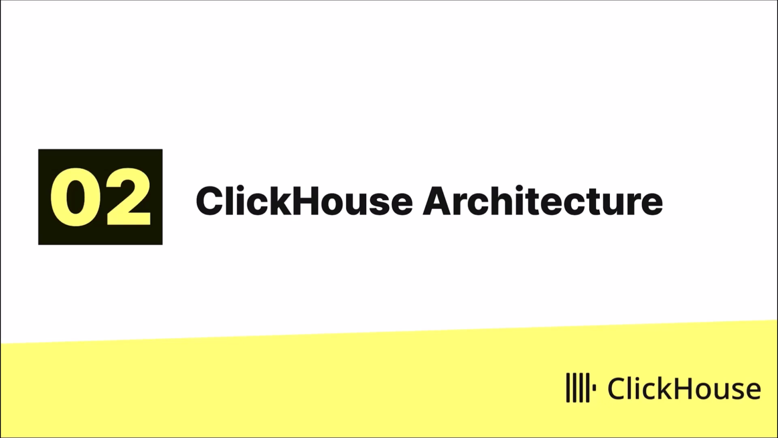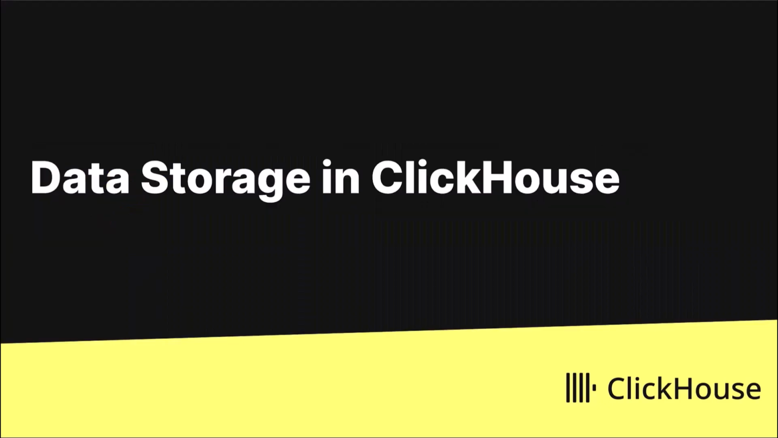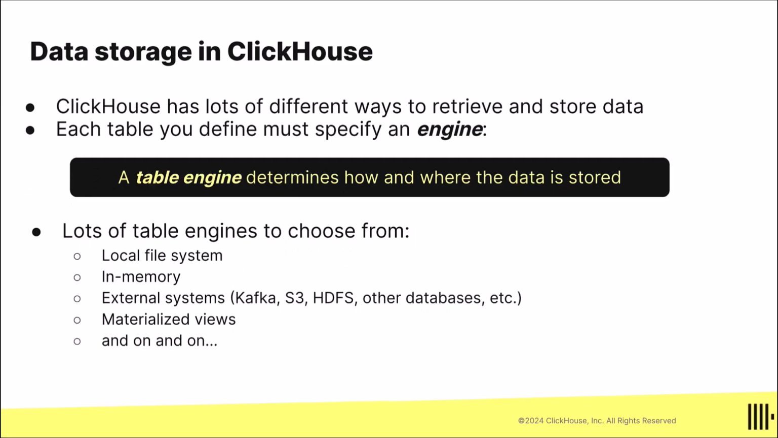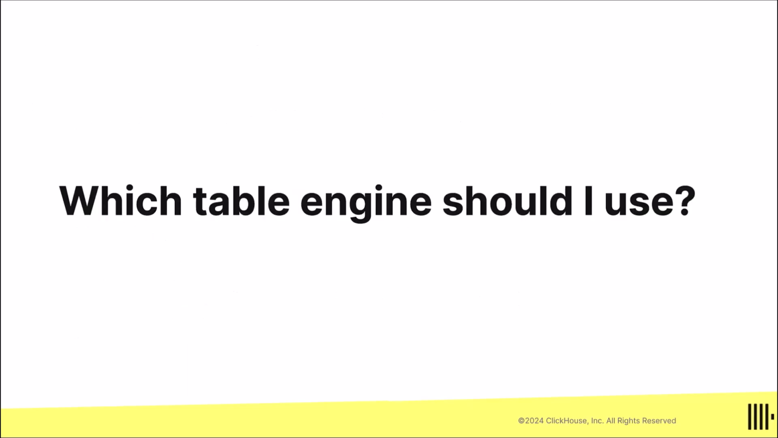Let's take a look at how ClickHouse architecture works, and really how the data gets stored in ClickHouse with merge tree table engines. There are lots of table engines in ClickHouse depending on where the data sits. If your data is in S3, you can use an S3 table engine. If your data is in MySQL, you can use the MySQL table engine. But when it's time to put the data into ClickHouse, we use the merge tree table engine. That's the one you're going to use to take advantage of all the great speed and features that ClickHouse has to offer.